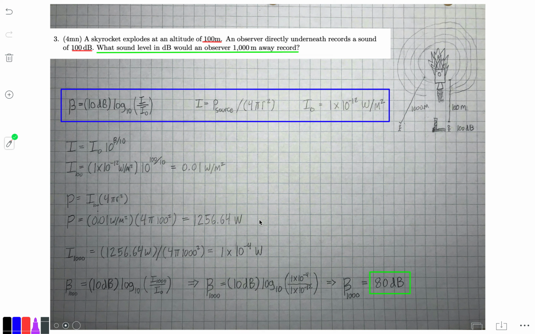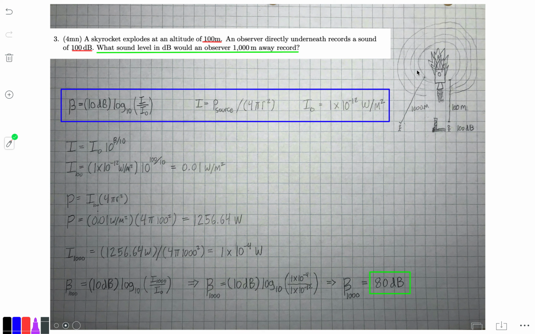Hello, today we're going to be talking about Physics 252 Week 6 problem number 3. In this problem, we are asked to find the sound level in decibels that an observer would notice from a rocket explosion at an altitude of 100 meters.